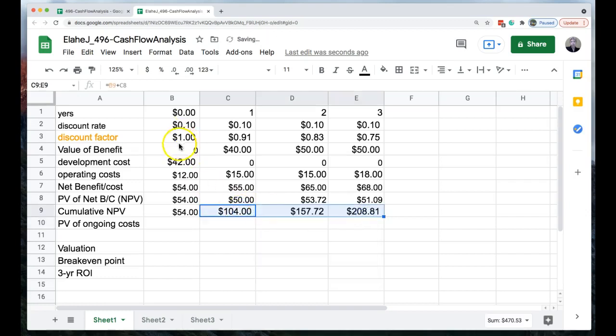Oh, class, one thing I think I didn't specify, that this was minus 42, minus 42. So the numbers change slightly. So then the development cost is negative, and these ones are all negative.